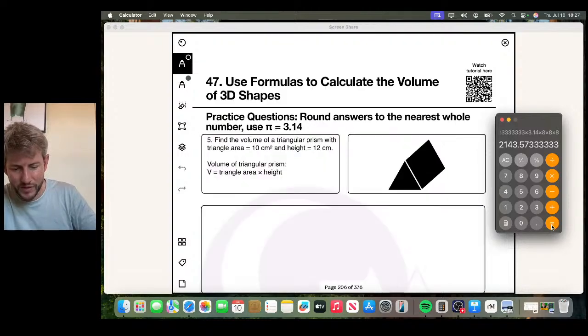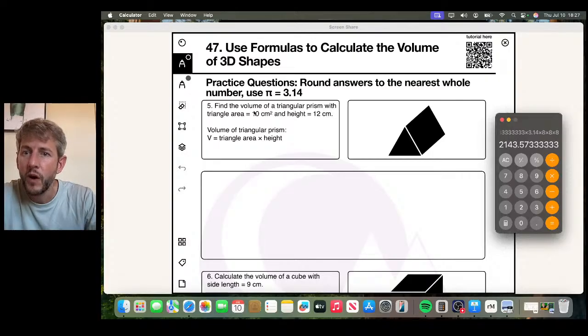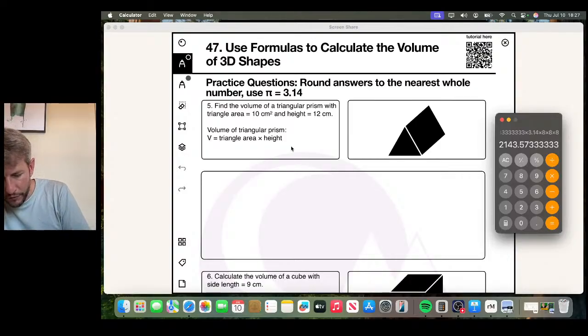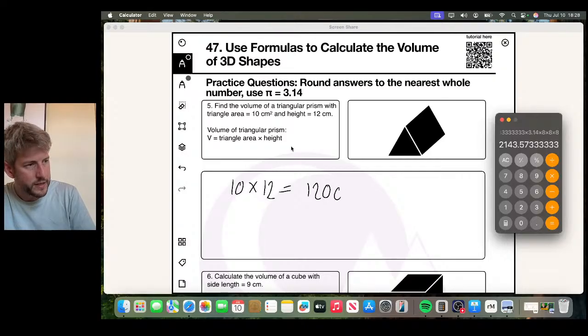Okay, right, and then we've got question 5 here. Find the volume of a triangular prism with triangle area 10 centimeters and height 12 centimeters. If the volume of the triangular prism is given by V equals the triangular area times the height. Okay, so we've got V equals the triangular area, which is 10, times the height, which they've told us is 12. Okay, so there we go. 10 times 12 is 120 centimeters cubed.